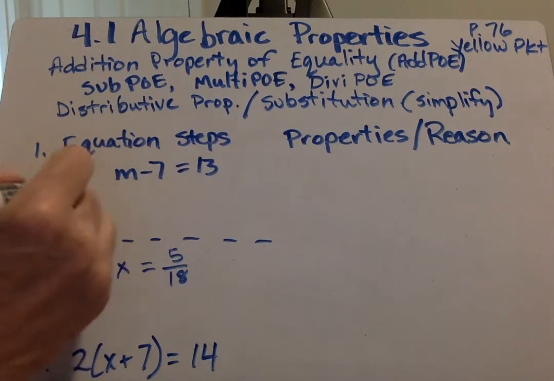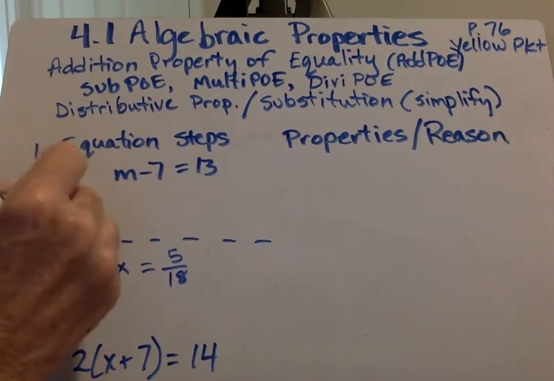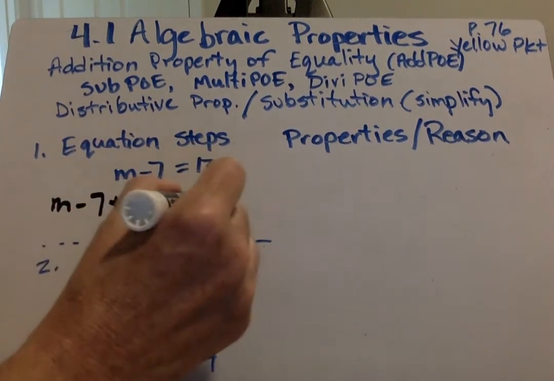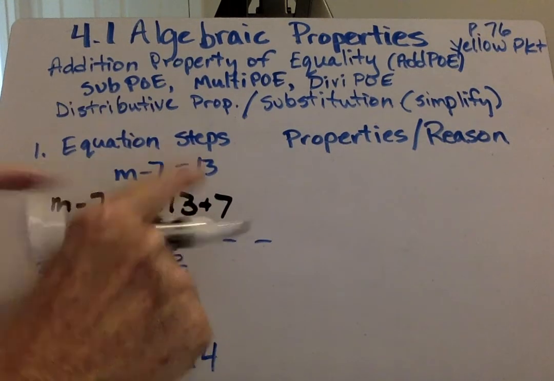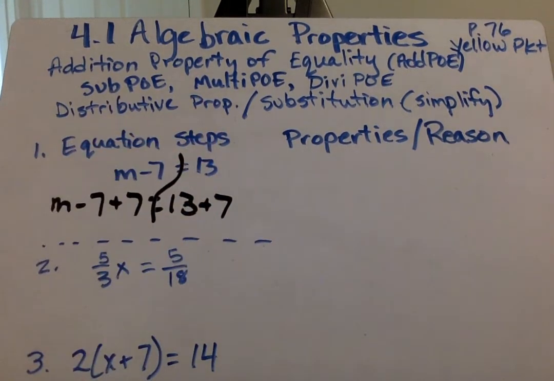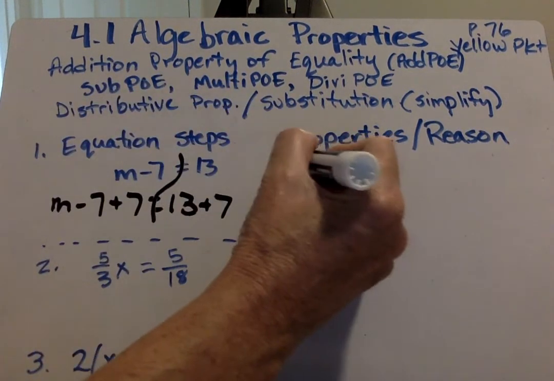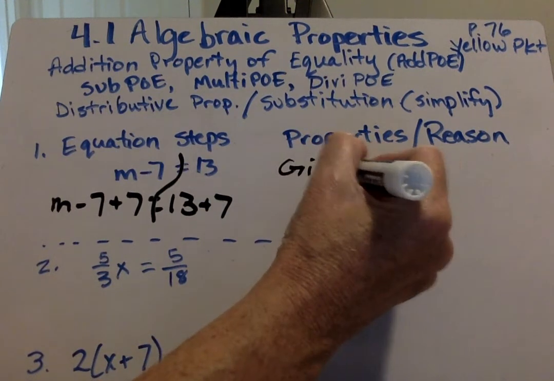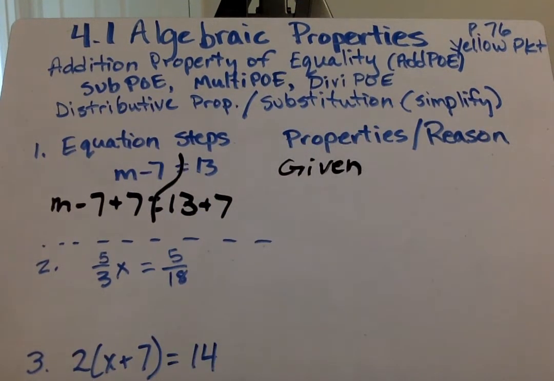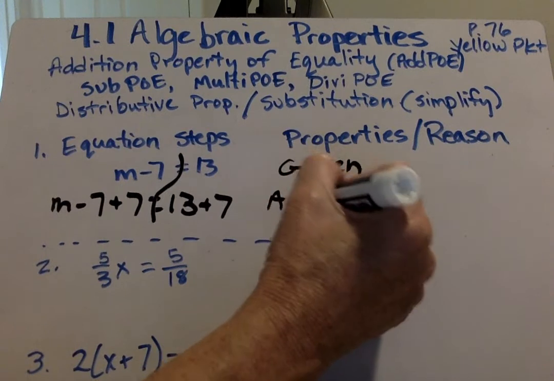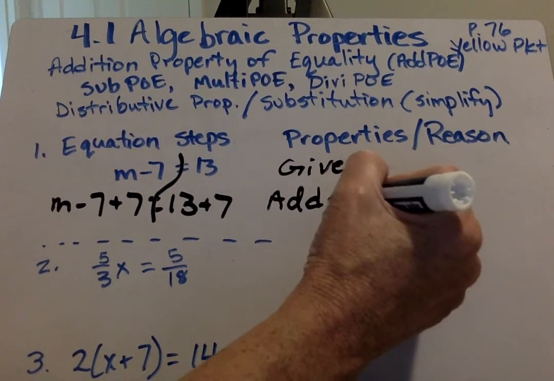Okay, so this shows m plus minus 7 plus 7 equals 13 plus 7. So what did we do to both sides of the equation? If you draw a line down the equal sign, we added 7 to each side. However, we also need to make sure we list what's given. That will always be what we start off with on any problem that we come across. So what did we do again? We added something to both sides, so it's addition property of equality.